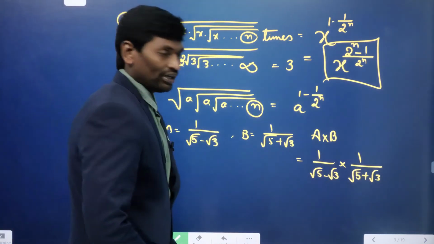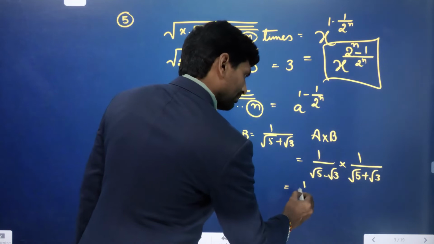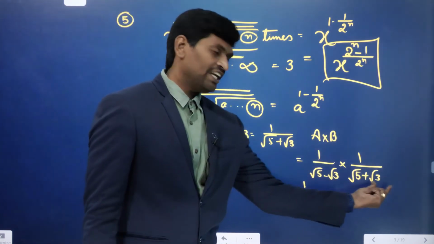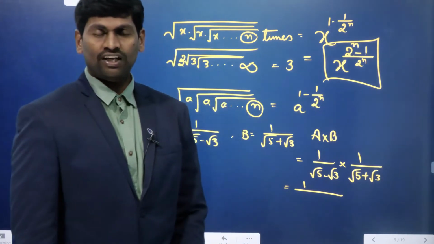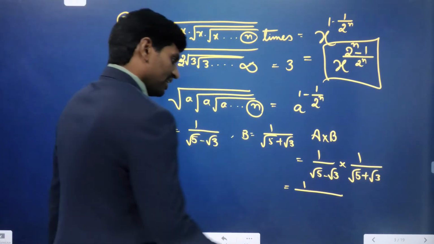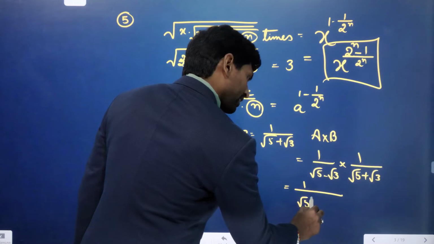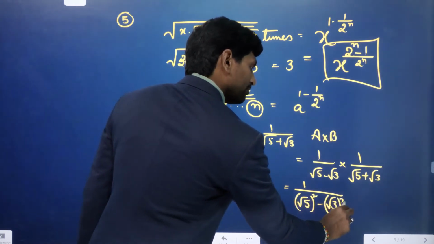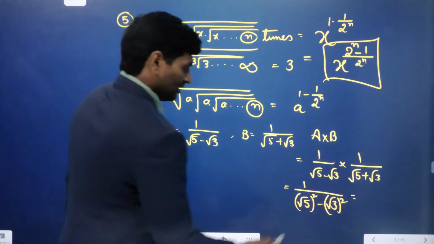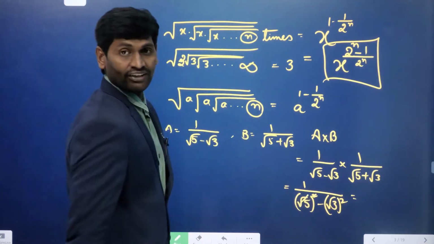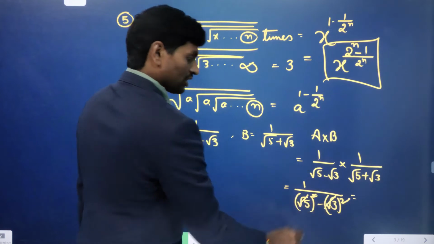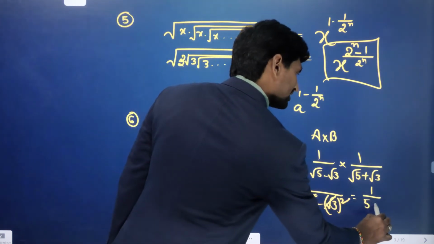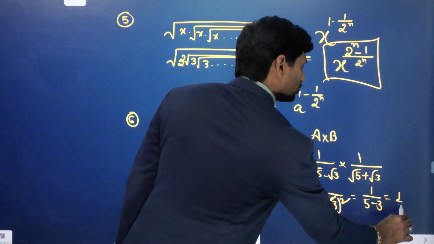Numerators are 1 ones are 1. But just observe the denominator, a minus b into a plus b. That is nothing but a square minus b square, one of the algebraic identities. So the square and root cancel, 5 remains; square and root cancel, 3 remains. 1 by 5 minus 3. 5 minus 3 value is 2, so 1 by 2.